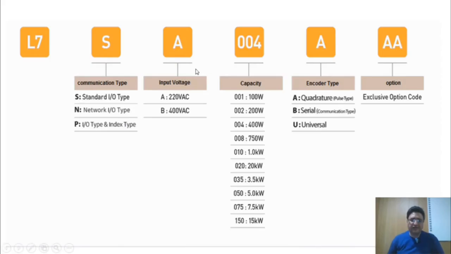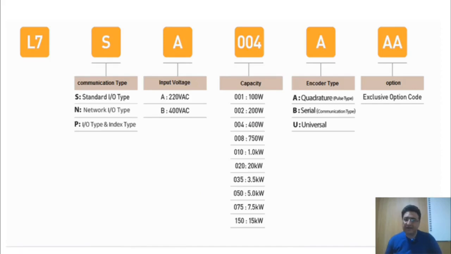The next letter indicates the input voltage of the drive. If the letter A is used, our drive is three-phase, 220 volts. But if the letter B is used, our drive is three-phase, 400 volts. The next number indicates the drive's power. In the LS brand, we have power ratings from 100 watts up to 15 kilowatts, and depending on our needs, we can choose one of these.